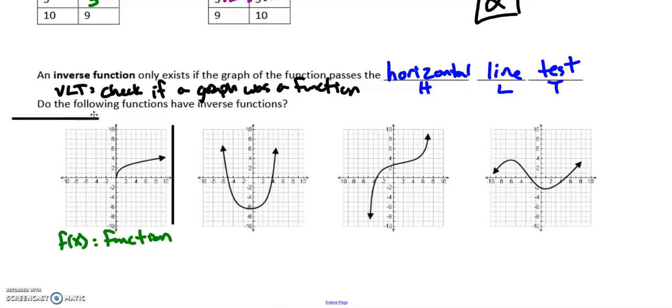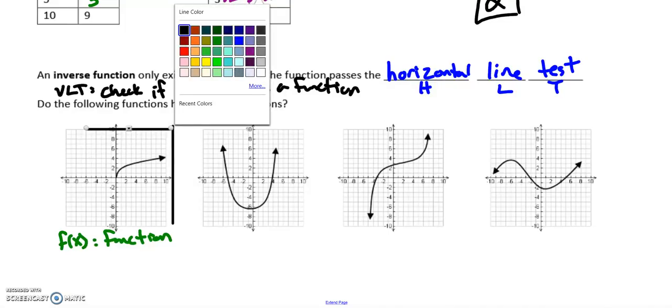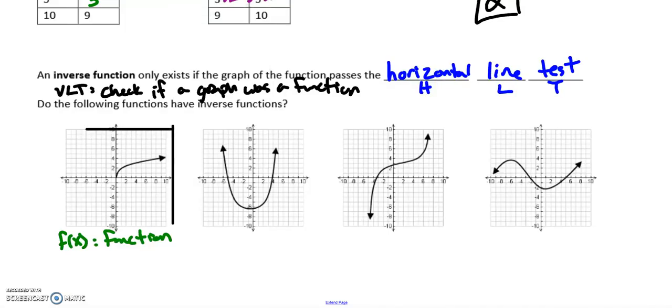Then I go ahead and grab the horizontal line, and I pass it up just like I do that other test, just moving from the bottom up. And it never hits twice. So I'm going to say that it passes the horizontal line test. And in passing the horizontal line test, that's telling me that whatever the inverse is of this function is also a function. So vertical line test tells me if the original is a function or not. Horizontal tells me if the inverse is a function or not.